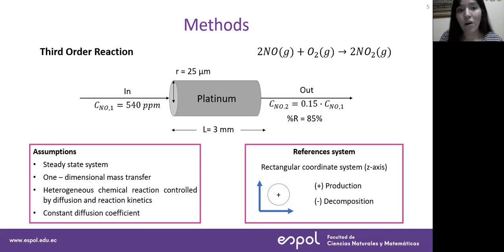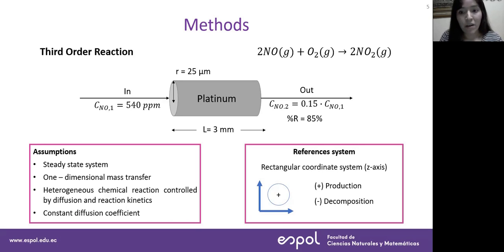Since the length of our wire is greater than the radius, the chosen system is a cylinder. The reaction is the one that we got on the screen, a third order reaction, and based on this sketch, we establish the following assumptions. This is a steady-state system, since everything that we got at the beginning is the same as we got at the end, and there's no variation over time.